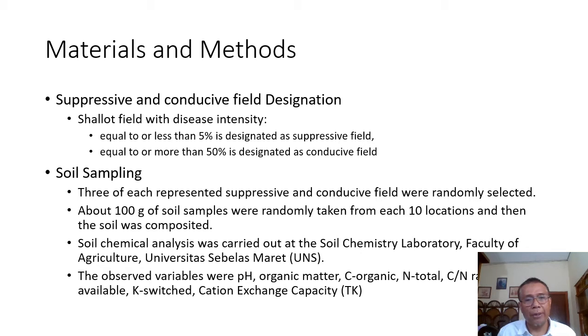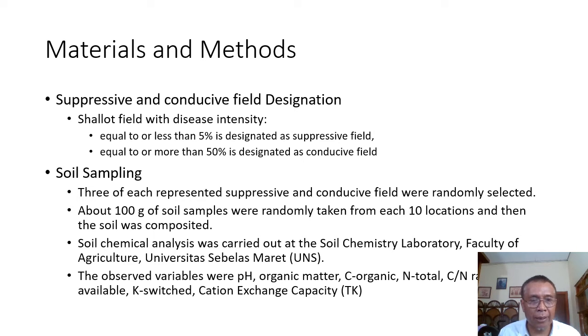A shallot field with disease intensity equal to or less than 5% is designated as a suppressive field, while a shallot field with intensity equal to or more than 50% is designated as a conducive field. Three of each, suppressive and conducive fields, were selected.